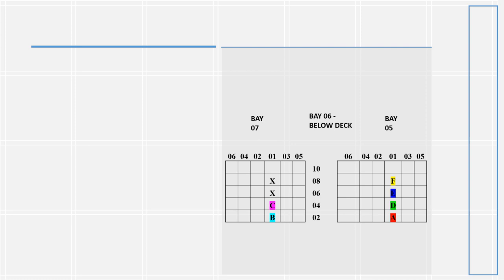Okay, now let us look at these containers. Here we have container A in the forward bay, corresponding with container B in the after. We have container D in the forward, corresponding with container C in the after. Then we have container E indicated in the forward, but we have an X. Likewise, we have container F and we have another X in the corresponding after bay. Now, let us look at what exactly that means.